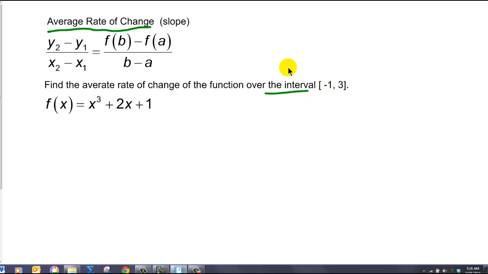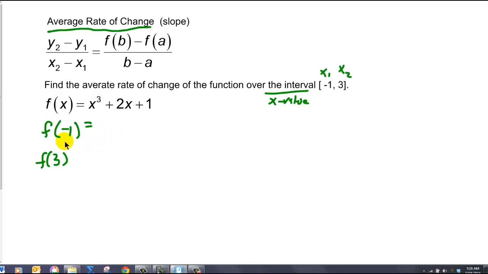-1 to 3. And again, there's this word interval. Interval means x values. So this is like x1 and this is like x2. Which means if we're going to find the average rate of change or a slope, we need y values. So in order to find the y values for these given x's, we're going to have to plug these in. So I take f of -1 and find f of positive 3, sorry.